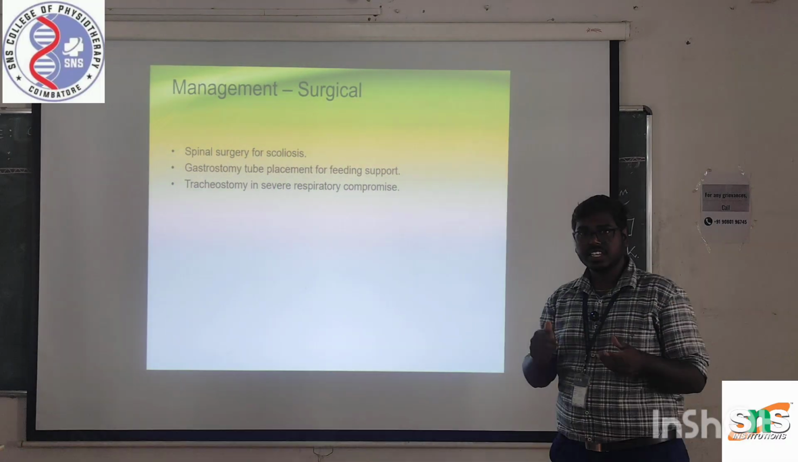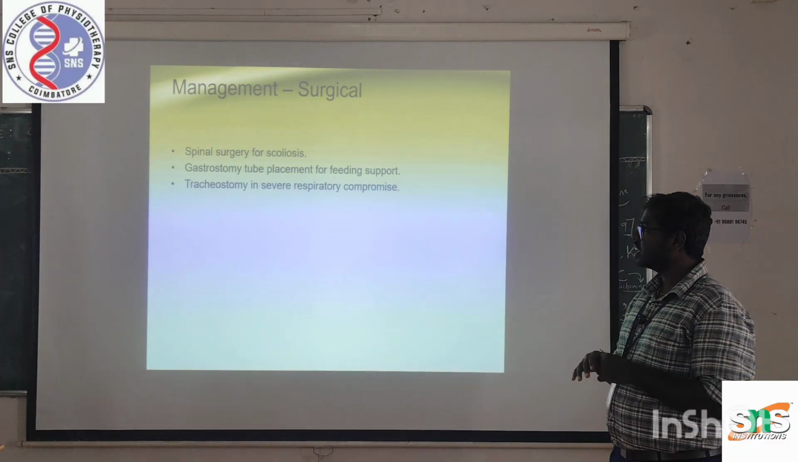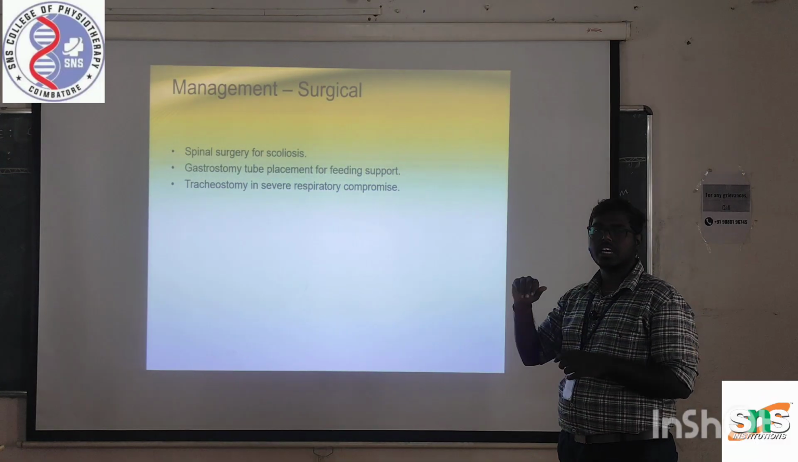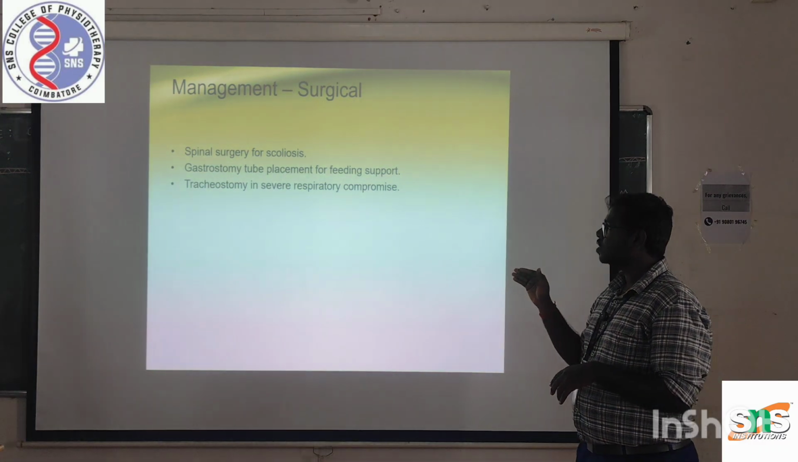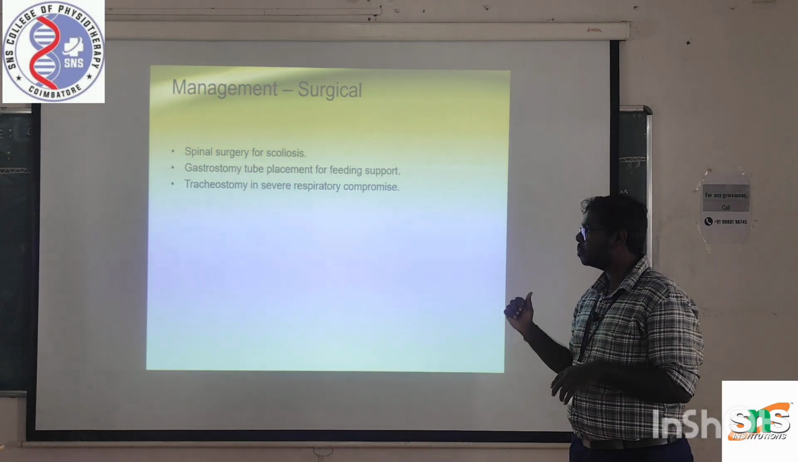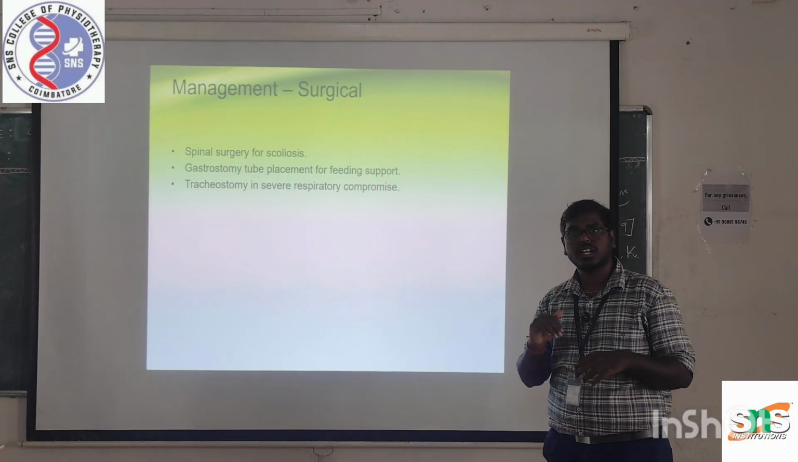In severe cases, it can lead to surgical management. In severe cases, spinal surgery is conducted for correcting the scoliosis, then gastrostomy tube placement for feeding support, and finally tracheostomy in severe respiratory compromise conditions.